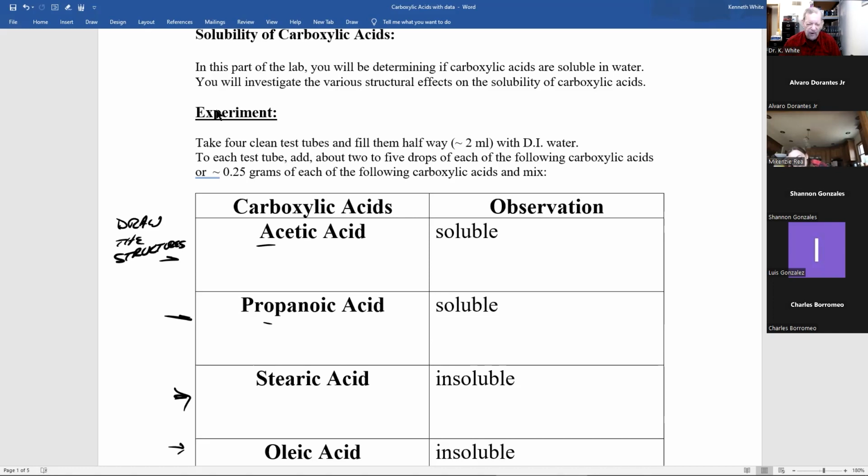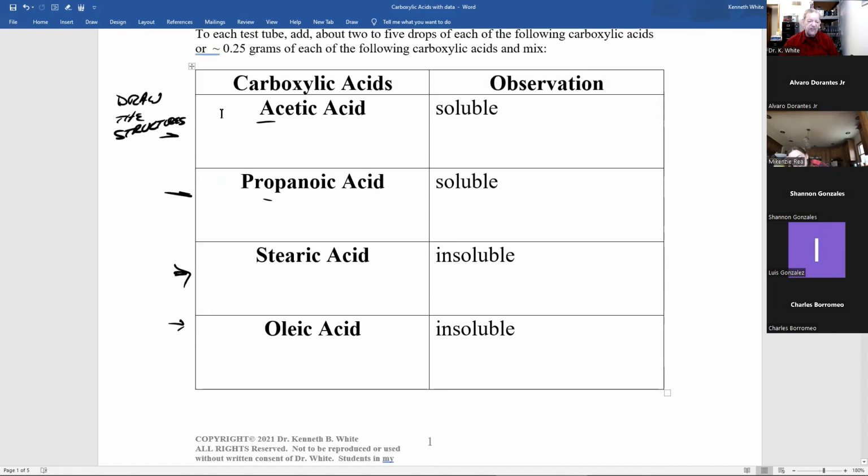Acetic acid, propanoic acid, stearic acid, I'll teach you more about, but you'll have to look on the internet. Go to your favorite search engine, put in stearic acid, and afterward chemical structure. Same thing with oleic acid. And if you were in the lab, you'd find out acetic and propanoic acid are soluble in water, stearic and oleic are not. How can you tell? If it's homogeneous, the same throughout, it's soluble. If you see 2 layers like an oil vinaigrette dressing, it's insoluble.